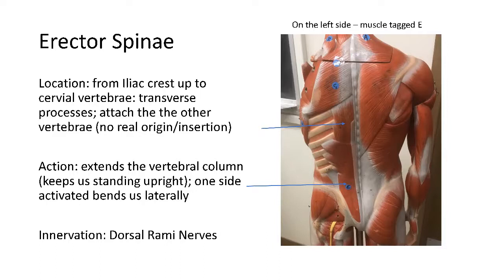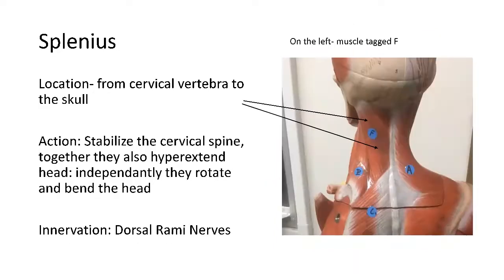Now this is a photograph of one of the models from the lab. And you can see where I've drawn the arrows. This muscle here is erector spinae, all the way up and down. It's on one side of this model. We will also see it on the cadaver.